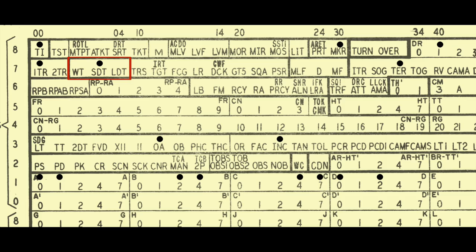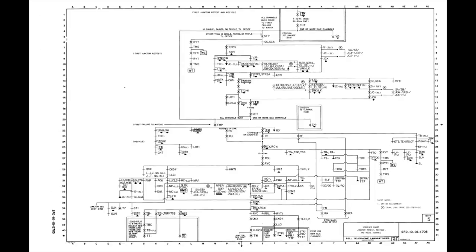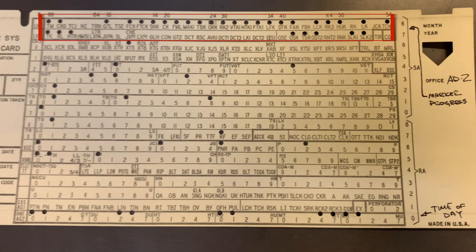There's special perforations on the trouble card to indicate which timer fired. The timing requirements for various marker operations are detailed in the schematics. So if you know which timer expired, and what the marker was doing when the timer expired, you can narrow down a list of possible causes. There's also sequence charts that show the progression of the marker's operation in time. And by looking at the progress punches up here, we can follow the sequence chart to where the last major progress relay operated.